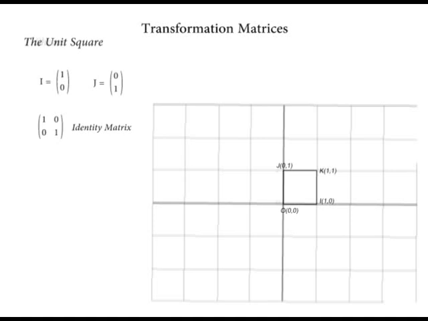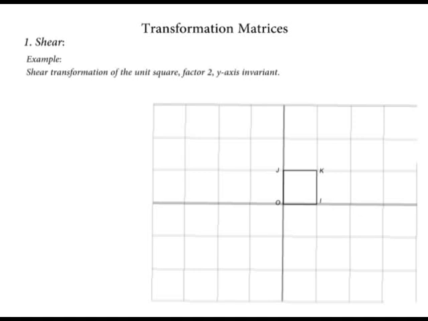Take an example, a shear transformation. Suppose we want a shear matrix for scale factor 2 with y-axis invariant. We go to the unit square and consider points I and J and subject them through that transformation. In this case, point J will be invariant because it lies on the invariant line, so its coordinates remain J prime (0, 1). How about I?